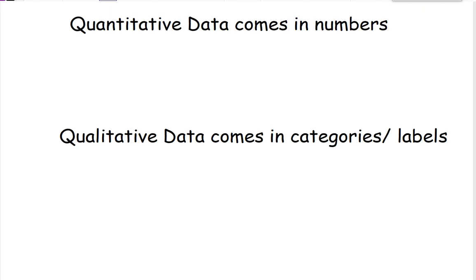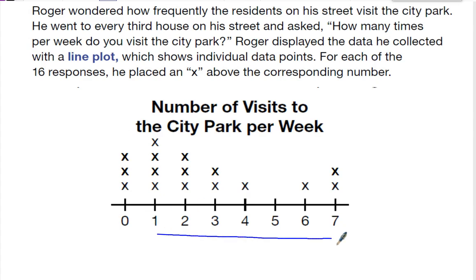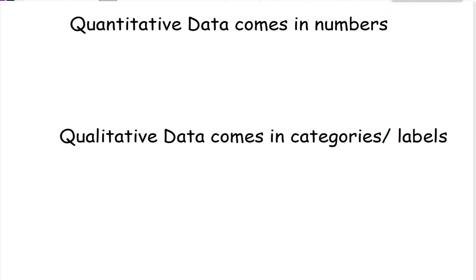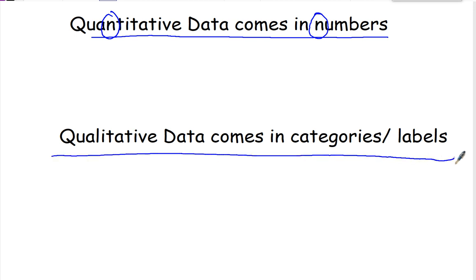Now, you notice there are 2 different types of data here. We had times a week, which are numbers, and we had different activities that are written in words. Quantitative data comes in numbers, and that's just what we call quantitative. The way I like to remember it is quantitative has N in it, and so does the word numbers. Qualitative data comes in categories or labels. Qualitative has an L, and so does the word label. So those are our words.